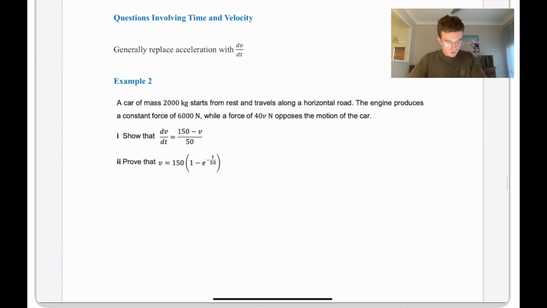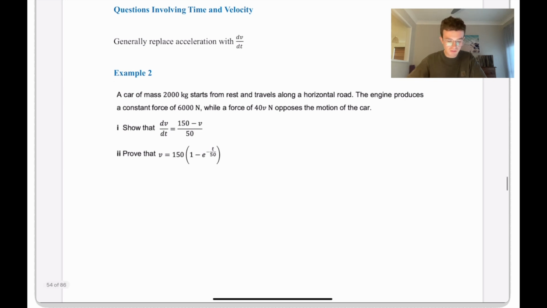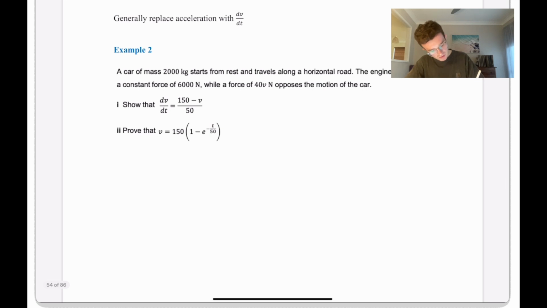Okay, questions involving time and velocity. So generally we're going to replace acceleration with dv/dt. A car of mass 2,000 kilos starts at rest and travels along a horizontal road. The engine produces a constant force of 6,000 newtons, while a force of 40v newtons opposes the motion of the car. So mx double dot, 2,000 kilos x double dot, is equal to the engine force of 6,000 newtons minus some sort of resistive force. We're told that a force is opposing it, so we're taking it away.